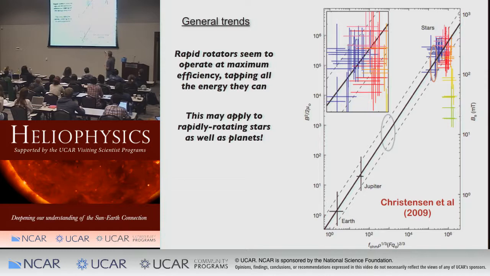So this suggests that these rapidly rotating stars and planets are operating in this regime of maximum efficiency. They're getting as much energy out of the luminosity through the shell as they possibly can.